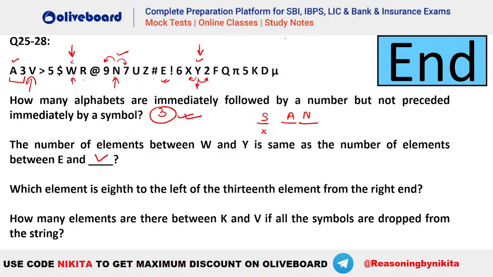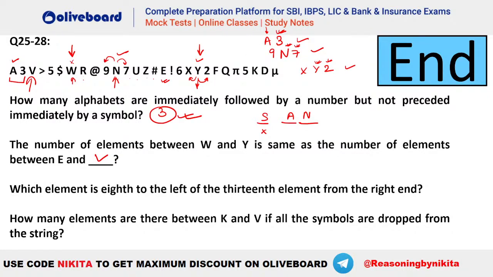Shravani, you have to consider A3. First group will be A3. Second group will be your 9 and 7. Third group will be your X, Y and 2. Right. These 3 will be considered in here. So alphabet is followed by a number. Alphabet is followed by a number. Alphabet is followed by a number. But it is not preceded by a symbol here.